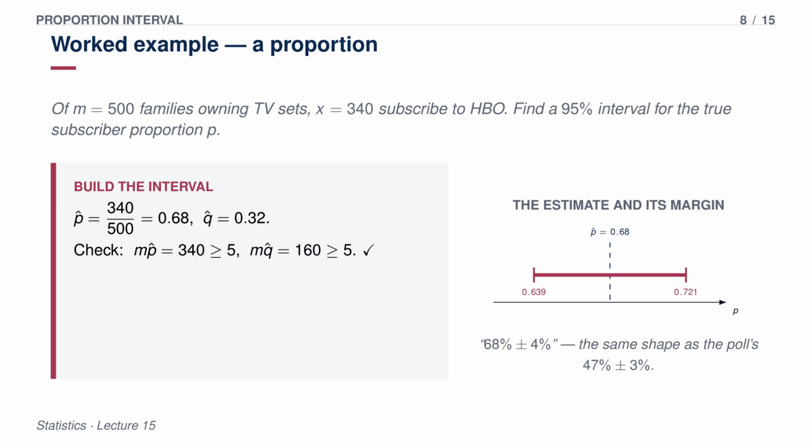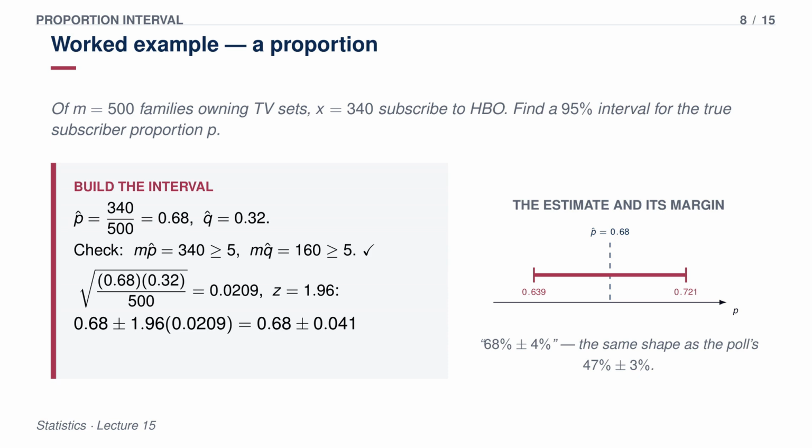Let's do one. 500 families with TV sets. 340 subscribe to HBO. We want a 95% interval for the true subscriber proportion. So P hat is 340 over 500. That's 0.68. And Q hat is 0.32. Quick guardrail check. M P hat is 340, and M Q hat is 160. Both way past 5. We're good.